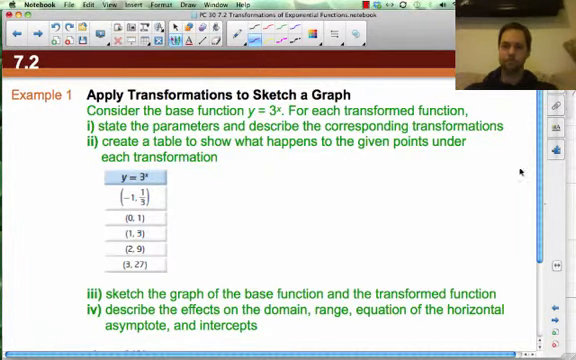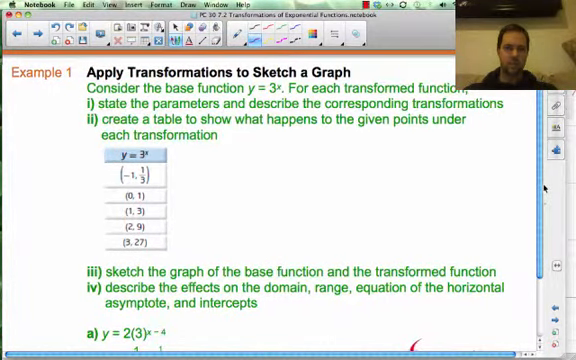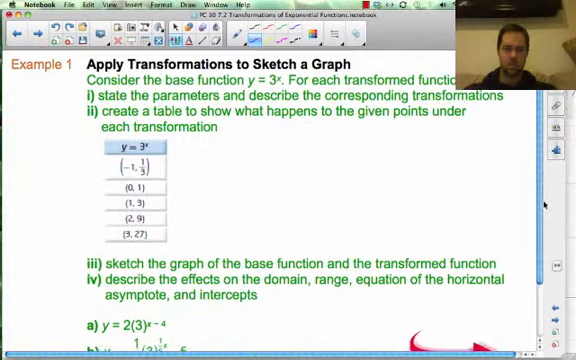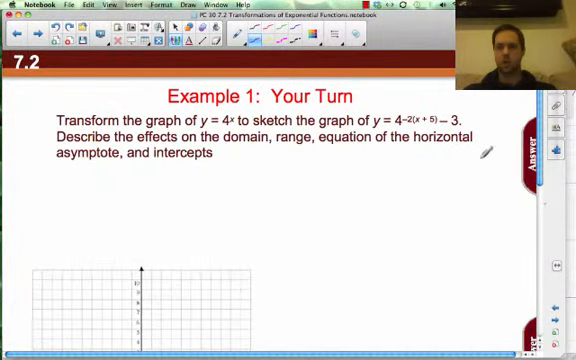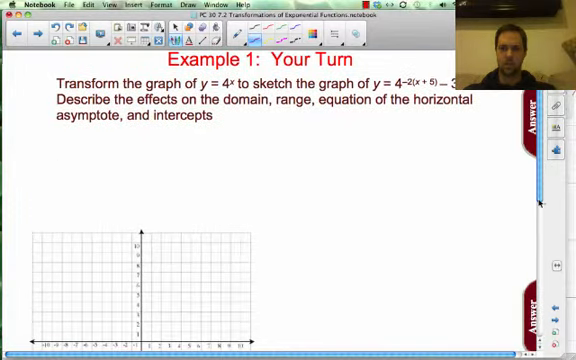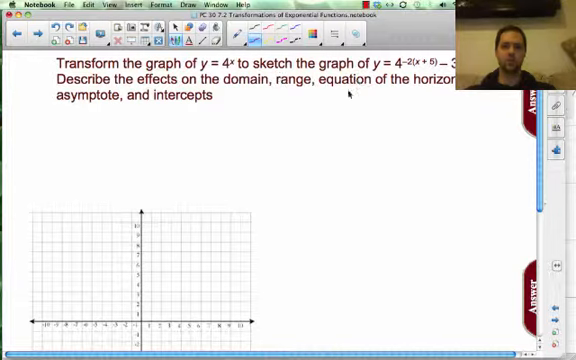Alright. Here is an example. And actually I wanted to skip this. I wanted to do the your turn here. Transform the graph of y equals 4 to the x to sketch the graph of y equals 4 to the negative 2 times x plus 5, minus 3.